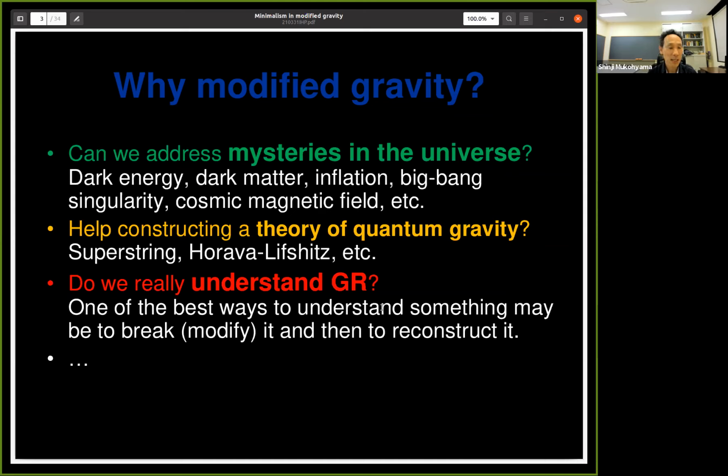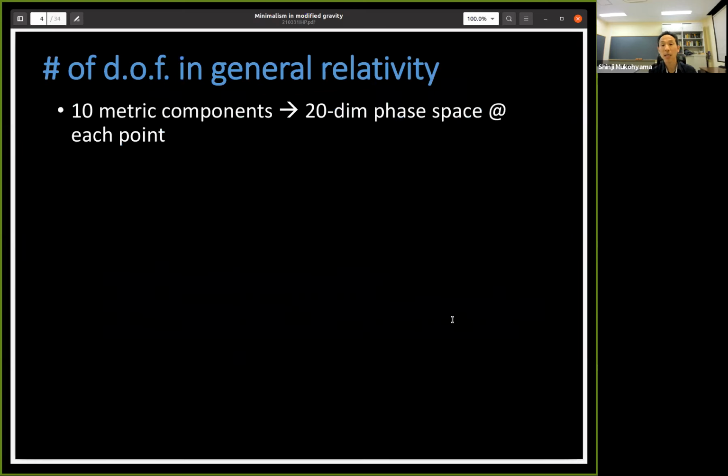So in this sense, modified gravity may be good for understanding GR itself. Okay, so these are three motivations. You may have more motivations, but at least three. And from the third motivation's point of view, I think it's important to understand GR itself.